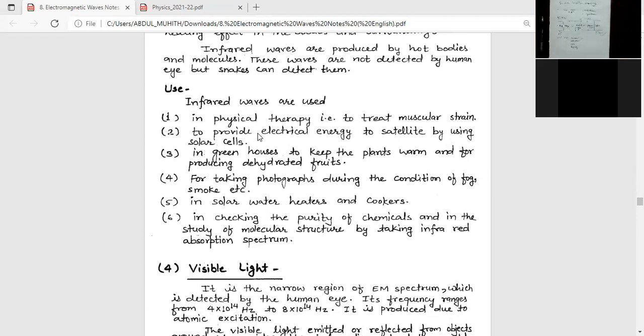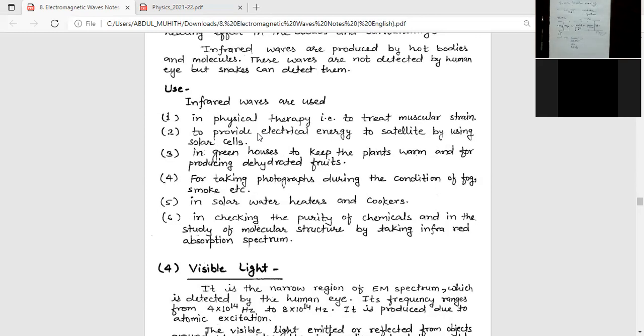For taking photographs in conditions of fog and smoke, we also use this. Especially in dark photography, like the National Geographic Channel, they study the movement of creatures in the dark. They cannot put on light, because if you put light, all of them will run away. So they take photography in the night. They use IR photography, as we say.